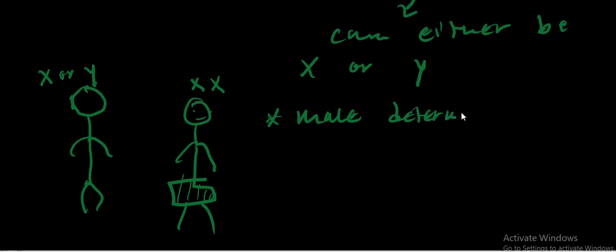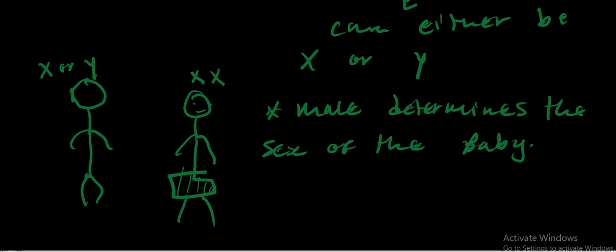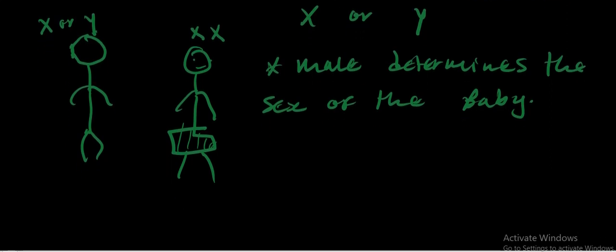This means that the male determines the sex of the what? The baby or the fetus. So the male are the ones who are responsible for giving the sex of a child. Okay, or the sex of the child depends on the male. All right, by the way, remember that in a normal human being, the Y chromosome is only in the male, but the X chromosome is found in the what? In the female.